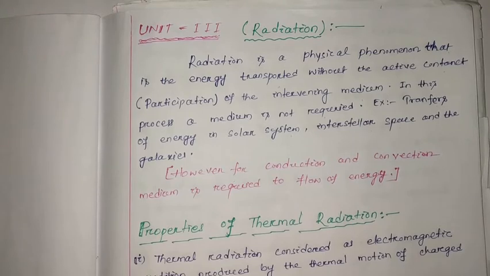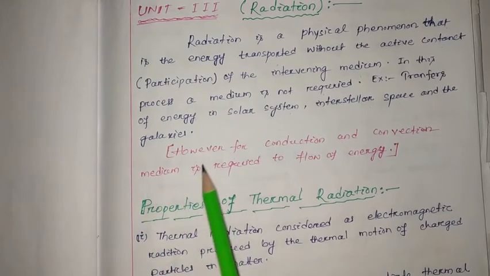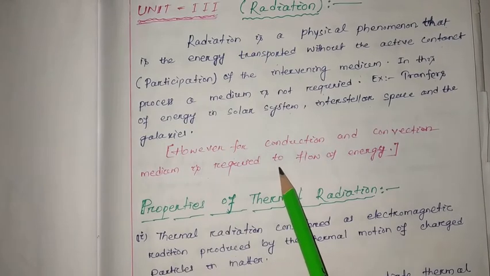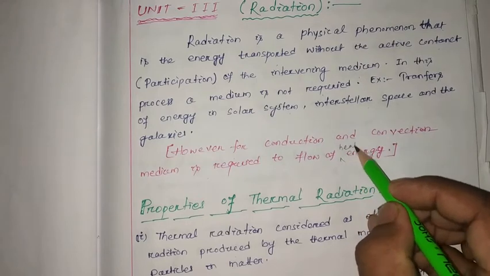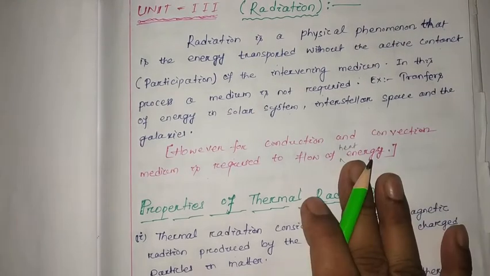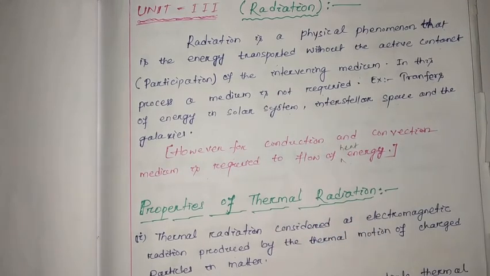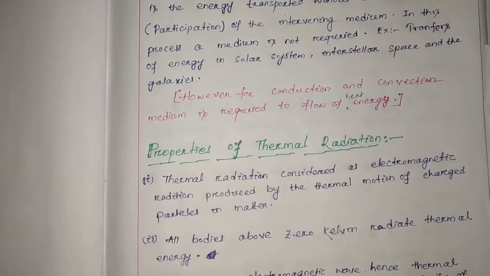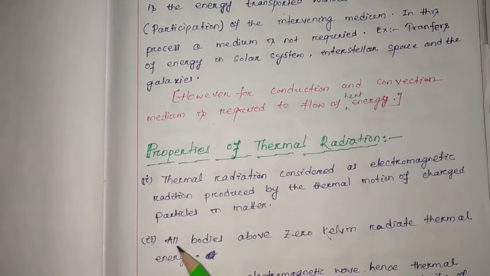In today's class, we are going to discuss only the properties of thermal radiation. For conduction and convection, however, a medium is required for the flow of heat energy. Actually, this unit or chapter is based only upon thermal radiation. Now we have to go for the properties of thermal radiation. So these are the points or properties, and one by one we are going to discuss them.